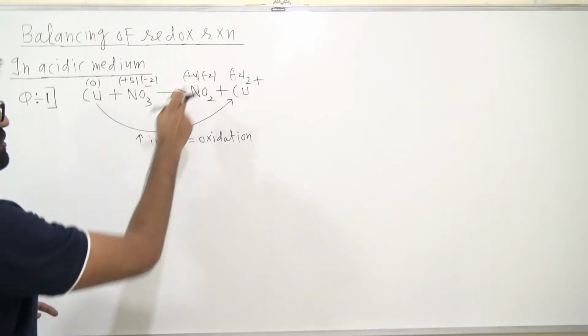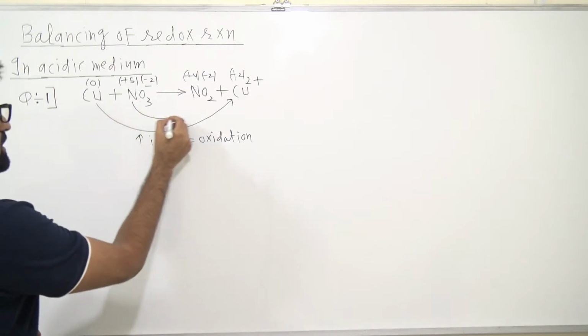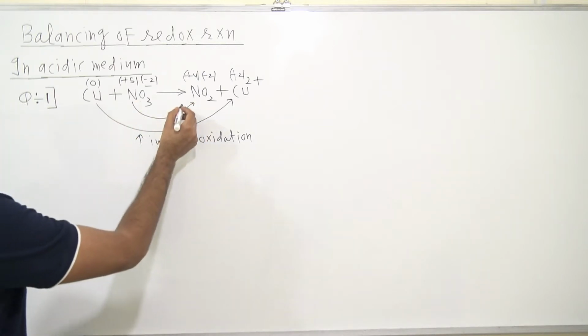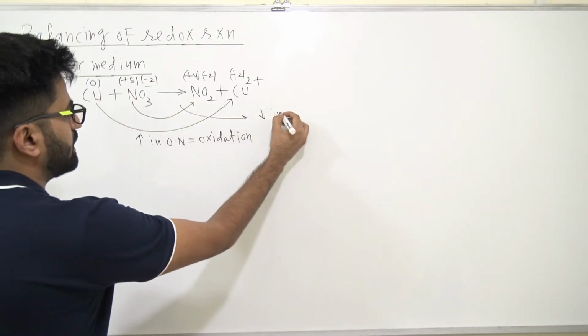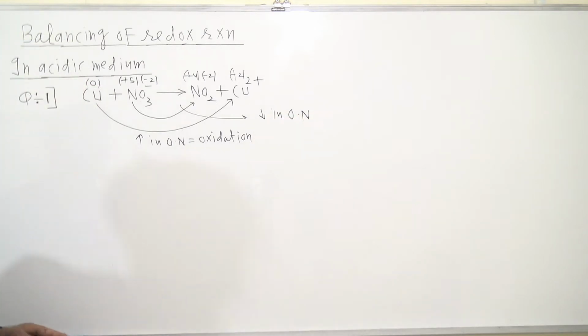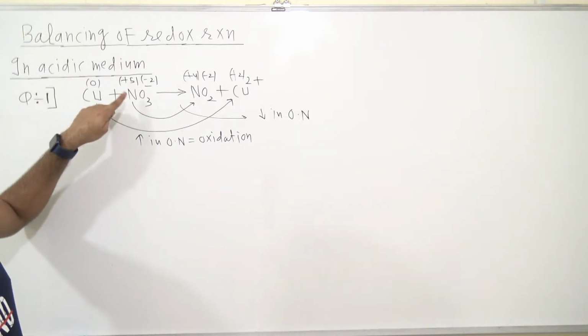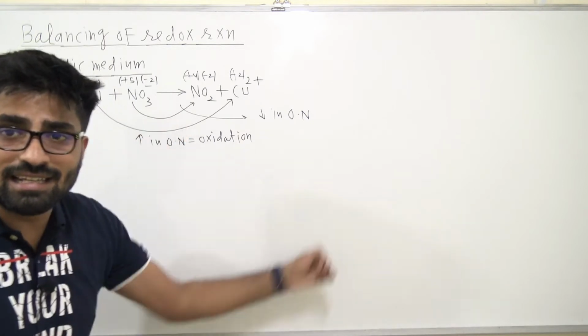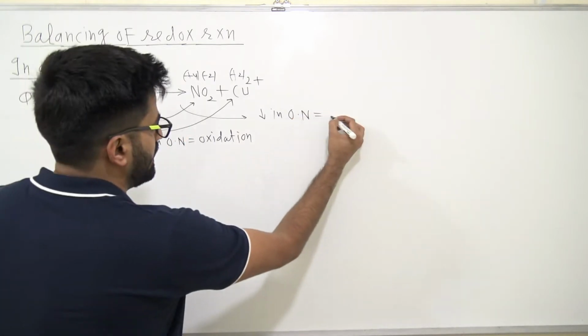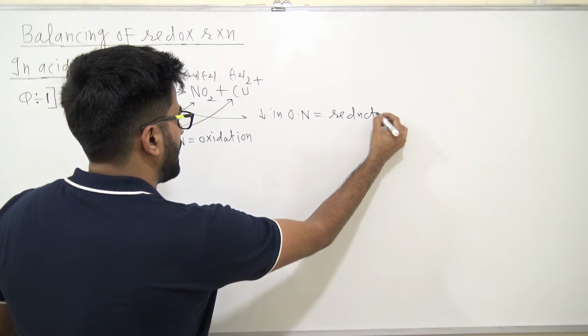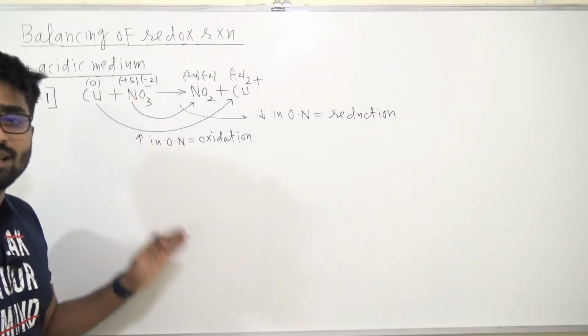Then what about nitrogen? Nitrogen is changing from +5 to +4. So what is happening with nitrogen? This is a decrease in oxidation number. Why? Because nitrogen is changing from +5 to +4, and a decrease in oxidation number is called reduction. We call this reduction.